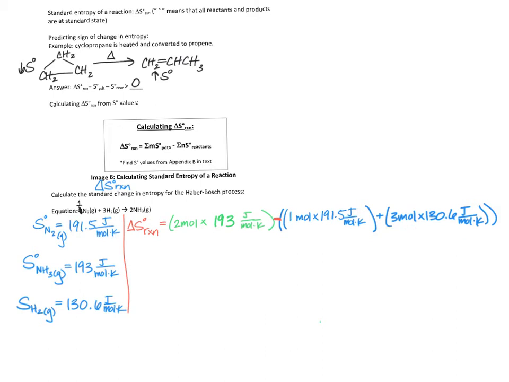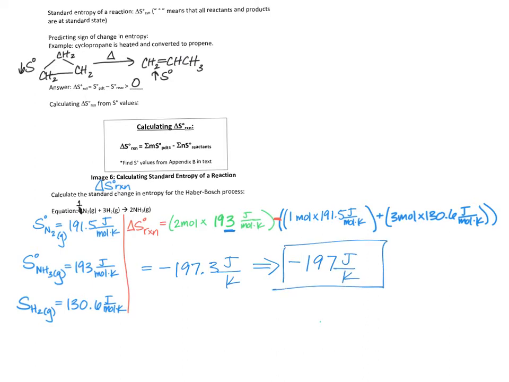So when you put that all together, then you will get negative 197.3 joules per Kelvin. Just 3 sig figs, even based off of the subtraction, the fewest number of decimal places is in 193, so my final answer would be negative 197 joules per Kelvin. Great, let's go on to the next slide.